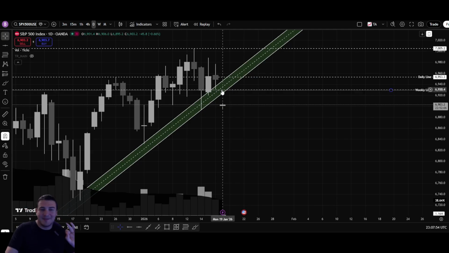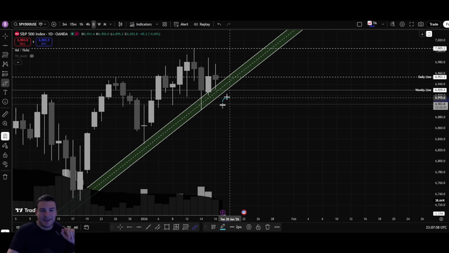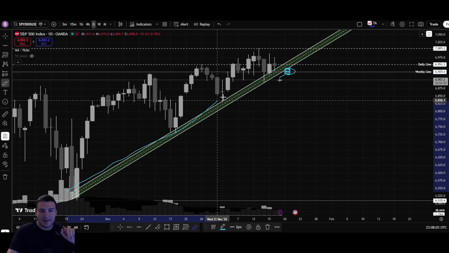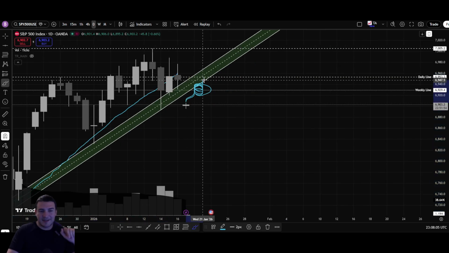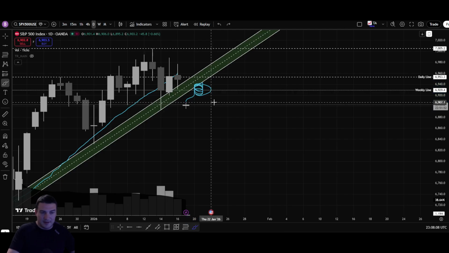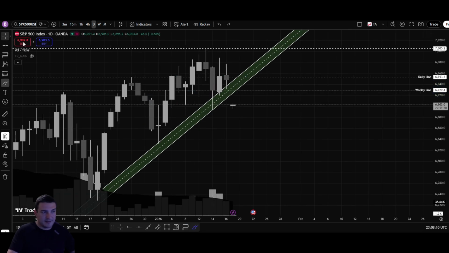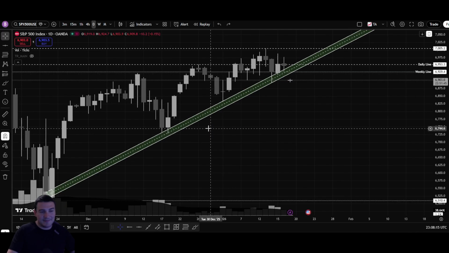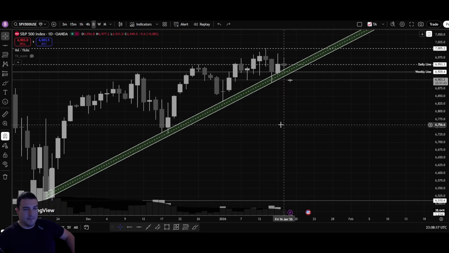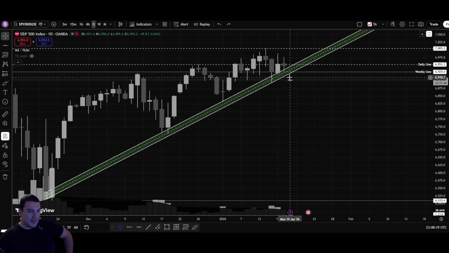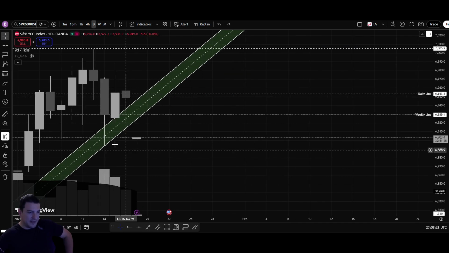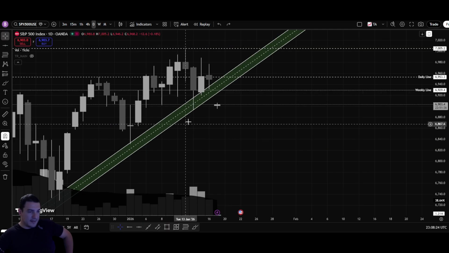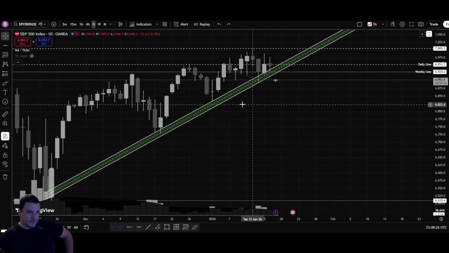We've now opened so far below this line that we now have the opportunity to come up and test it as a top. It was the bottom. Now we have a chance to come up and it could be a top. Obviously, nothing in trading is 100%, but this is notable. Okay? We've broken this trend line pretty convincingly, and especially if we get follow through from here.